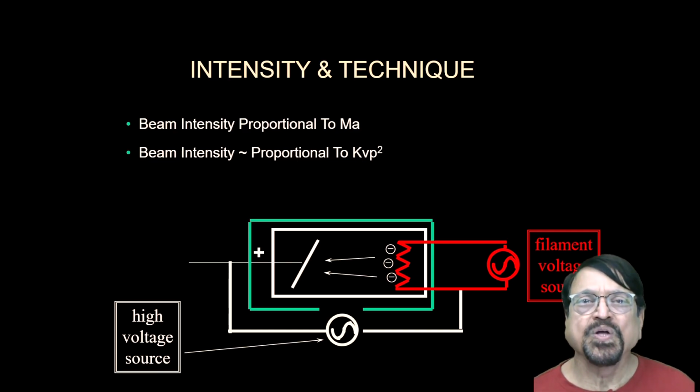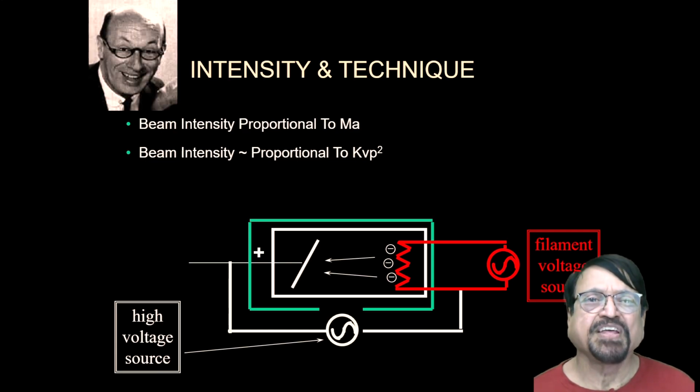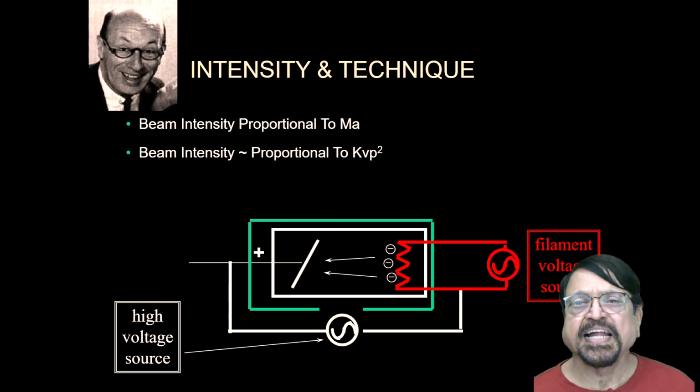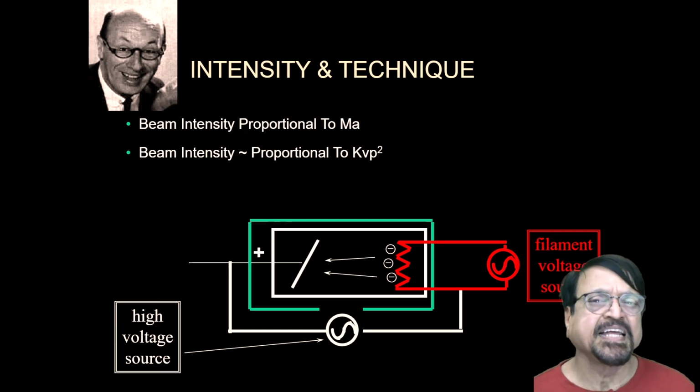Here we have shown you the filament voltage source and high voltage. That is, we have applied this from the available electricity board. The supply is applied, the current is applied, and that is converted into X-rays.